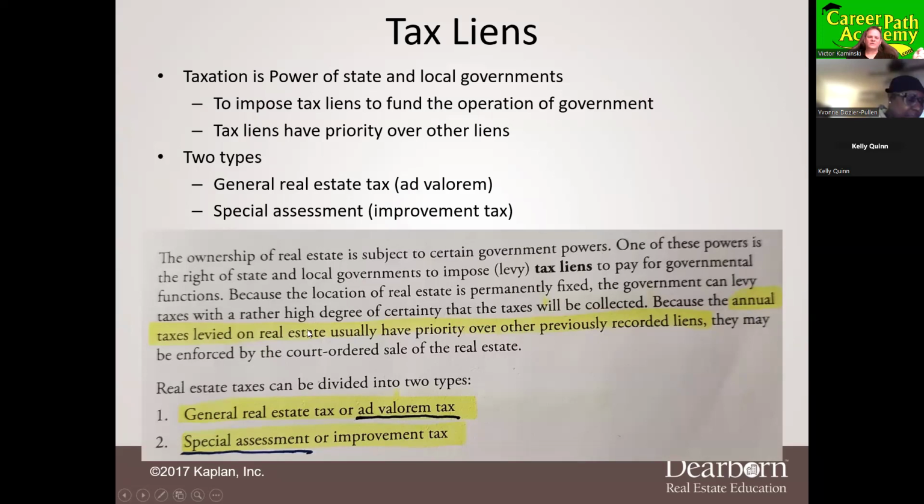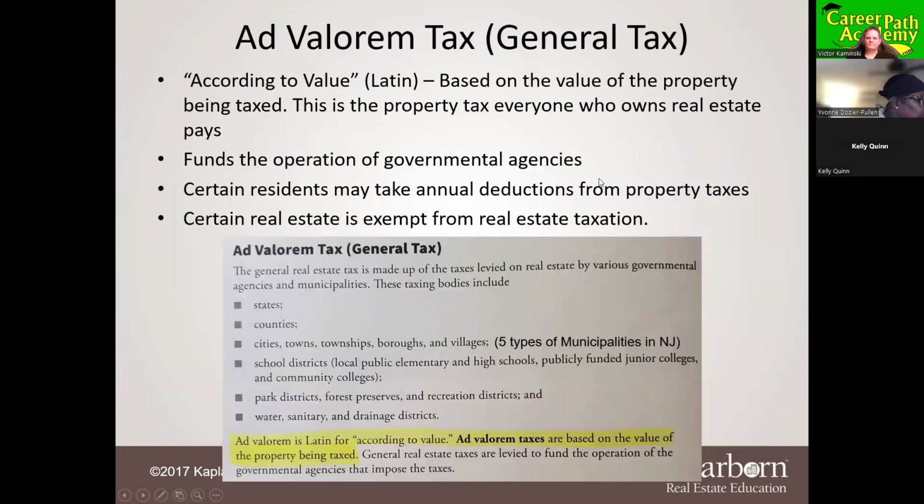So let's highlight annual taxes levied on real estate have priority over previously recorded liens. And the general real estate tax, or ad valorem tax, and underlined ad valorem, and special assessment or improvement tax. And then after we get that, we can turn the page. And then we'll be highlighting that term, the definition of ad valorem.